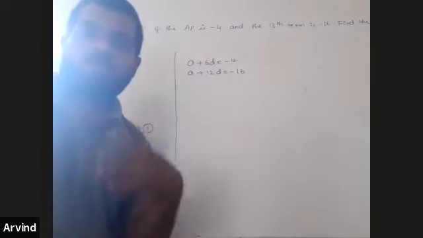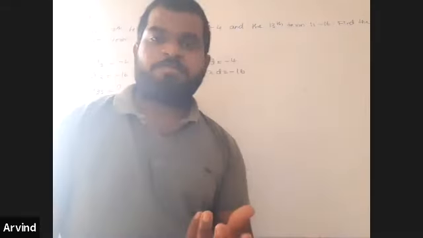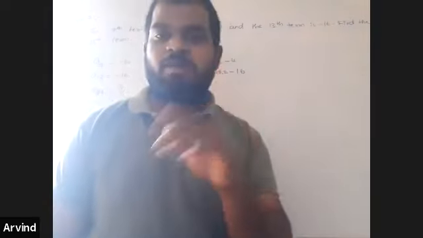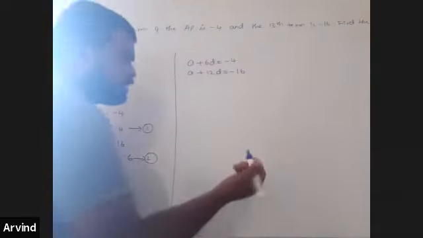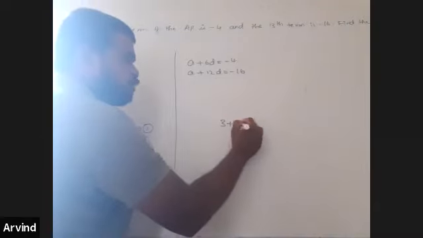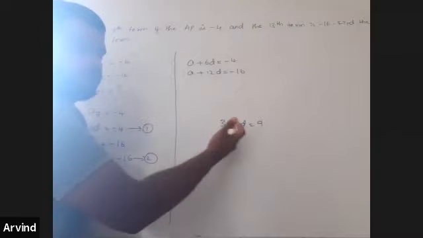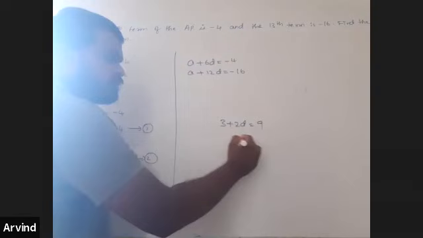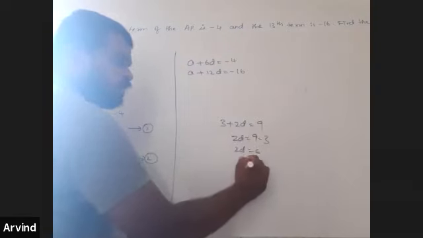I said we are going to solve it by the elimination method. Why is it called the elimination method? Because there are two variables, and we completely eliminate one of them, because it will be very easy. For example, if it is like this, 3 plus 2D equal to 9, can I find the value of D easily? Yes, because there is only one variable. Send this 3 that side, so it becomes 9 minus 3. 2D equal to 6. Therefore, D is equal to 3.